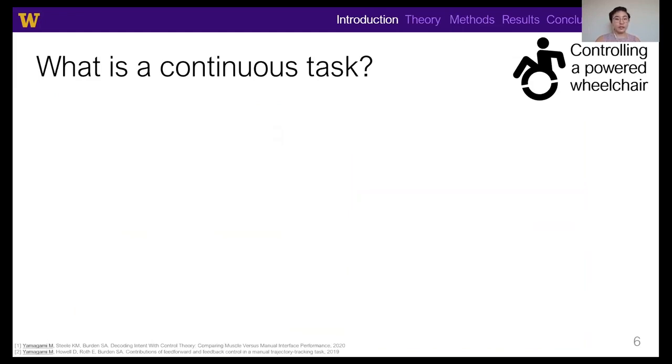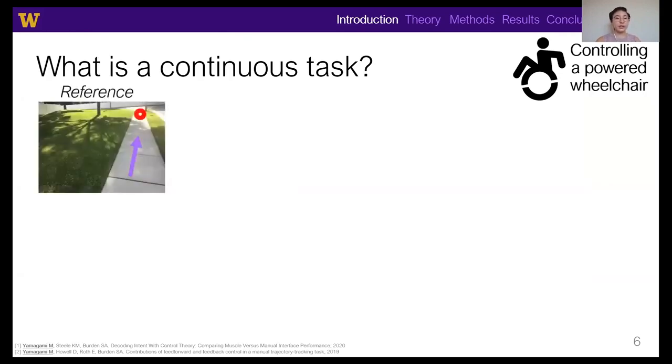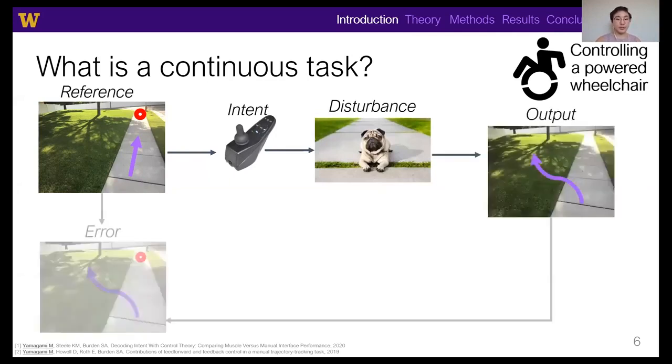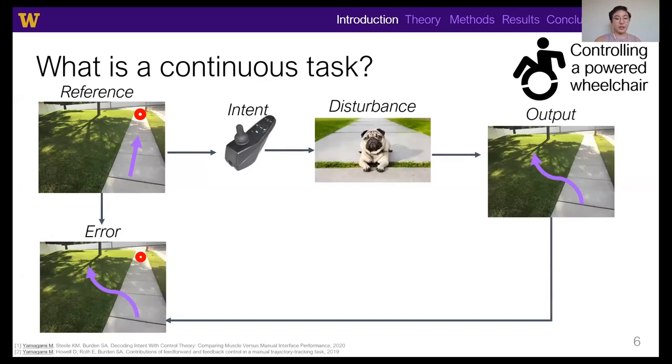So let's go back to the diagram again to take a look at how error correction and intent are implemented simultaneously in continuous tasks. And let's take the example of a person going down a path in a powered wheelchair. So let's say the person wants to go straight down the pathway to the end of the pathway where you can see that red circle in the back. And they can implement their intent to go straight by manipulating a joystick interface. However, they may encounter disturbances such as needing to move to avoid hitting a dog and end up veering left onto the grass. But since the person wanted to go straight and not to the left, this causes an error between where the person is and where the person wants to be.